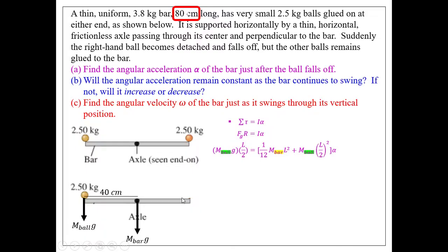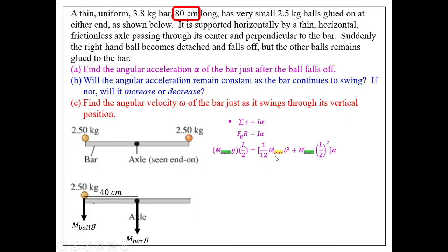rotation. So here in my work, I have m ball times g, that's F of g for the ball. How far is it from the axis of rotation? It's just the whole length divided by 2, because the whole length is given as 80 centimeters. So half of that would be 40 centimeters, or 0.4 meters if you've already converted.